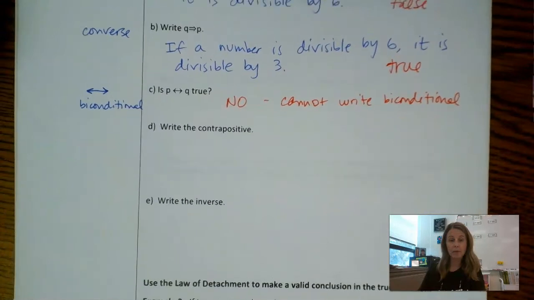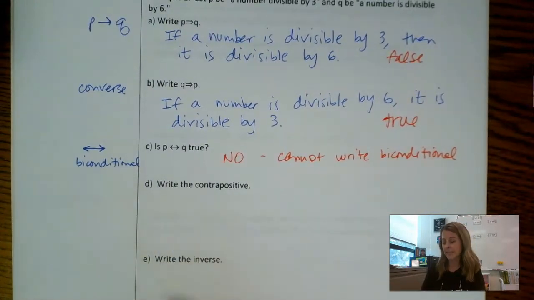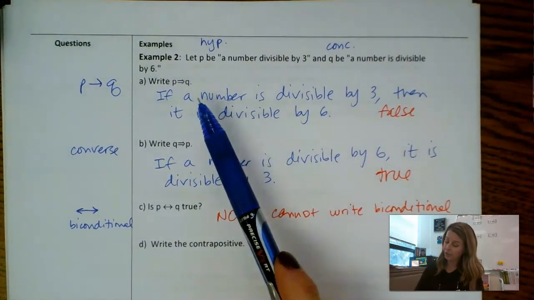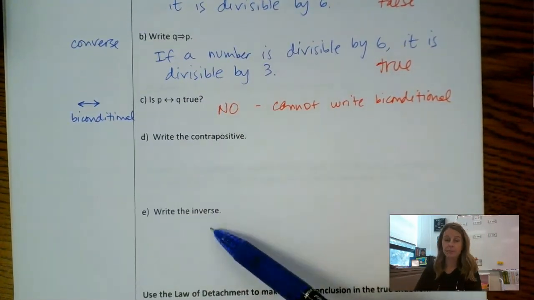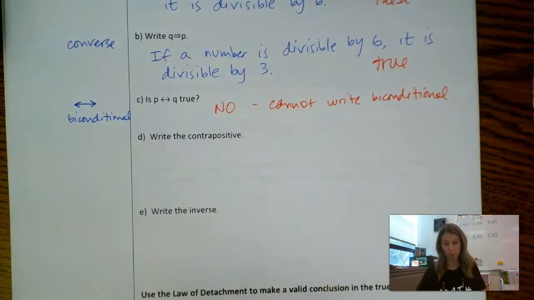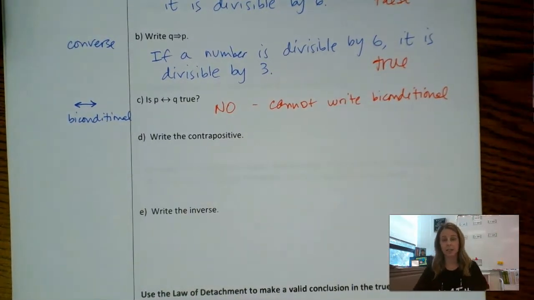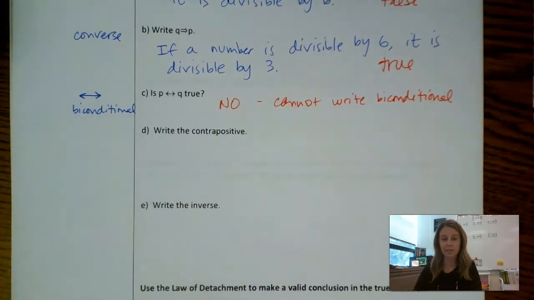Okay, I want you to do D and E. So go back to if P then Q, and I want you to write its contrapositive and its inverse. Why don't you pause if you need to look back. Otherwise, go ahead and write your two statements down. And when you come back, I'll have my statements written down.